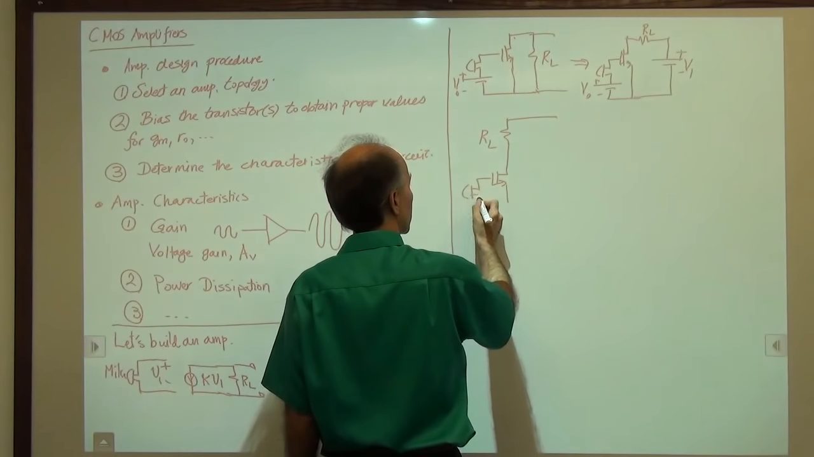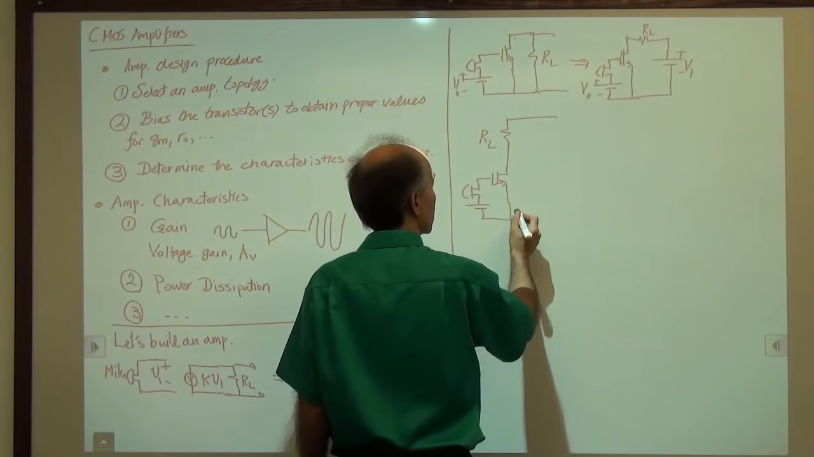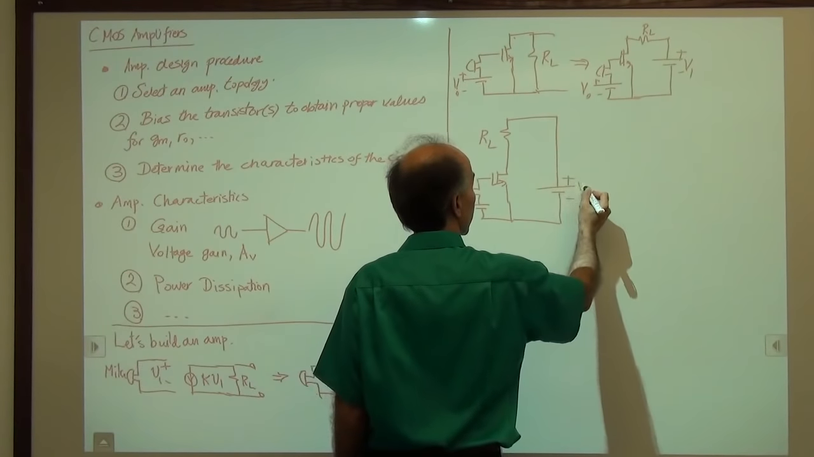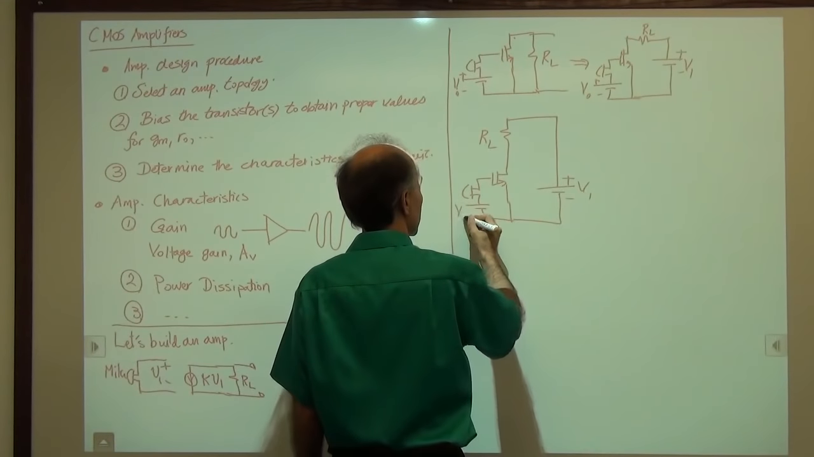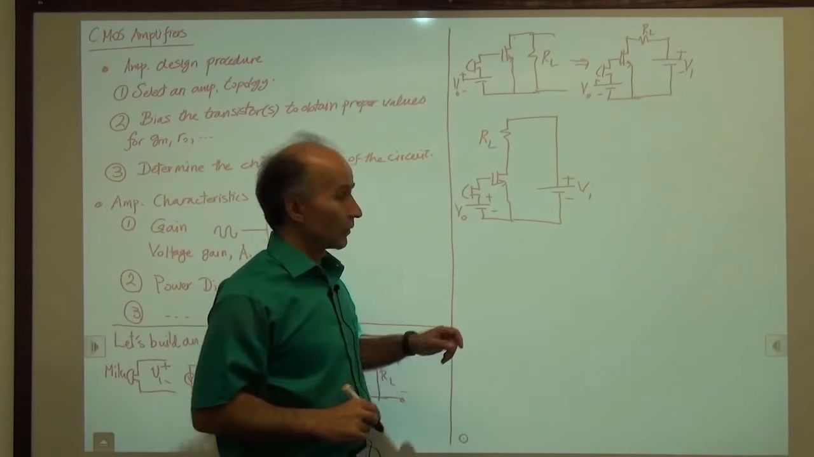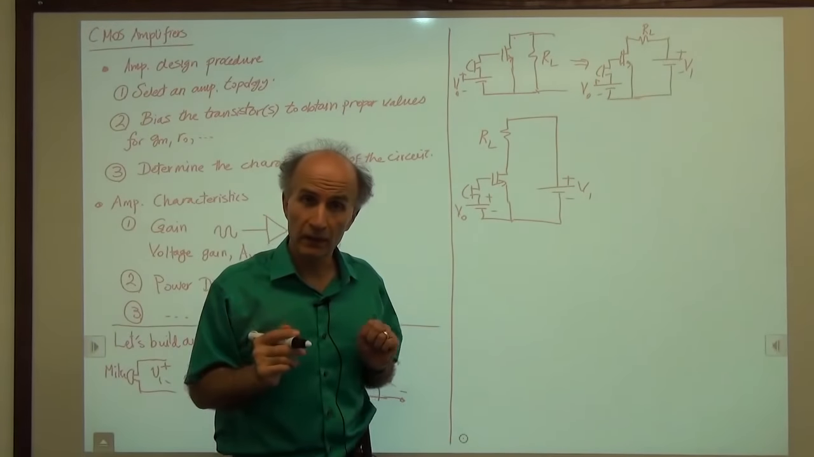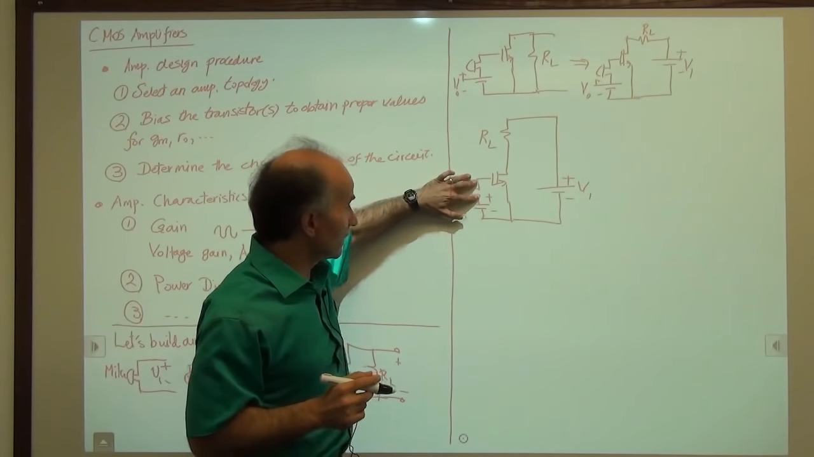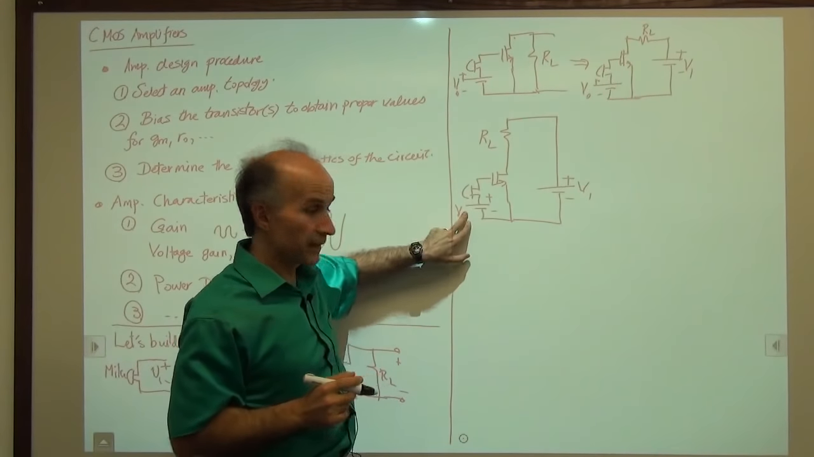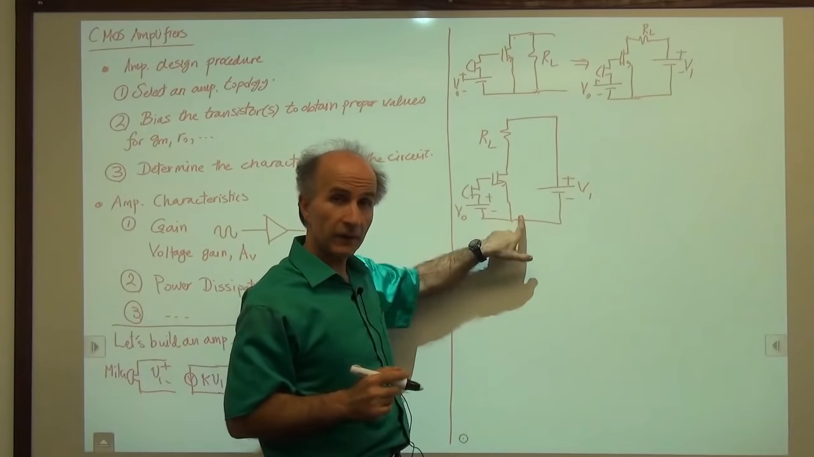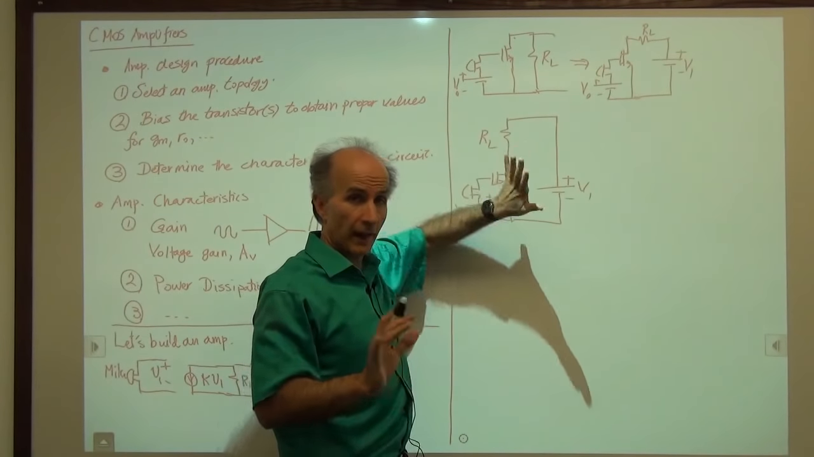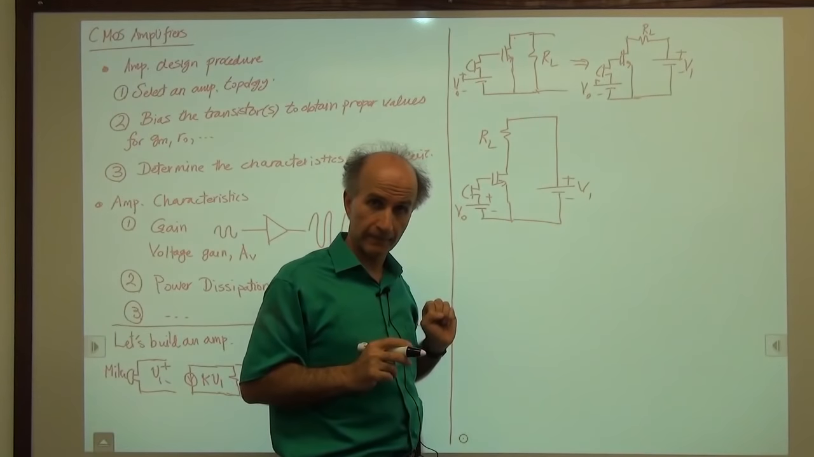All right, so here's a microphone, here's a battery, and here's another battery. We have V1, V0, and this is RL. So, if there is no signal, this microphone generates 0 volts. VGS is equal to V0. We have a certain current. That current flows through this RL. We have a certain voltage. And that's where we are.